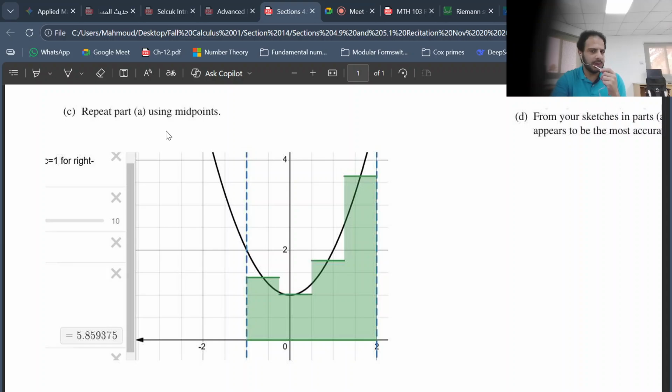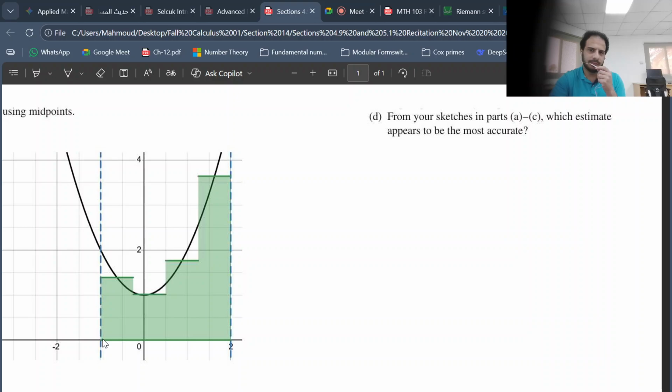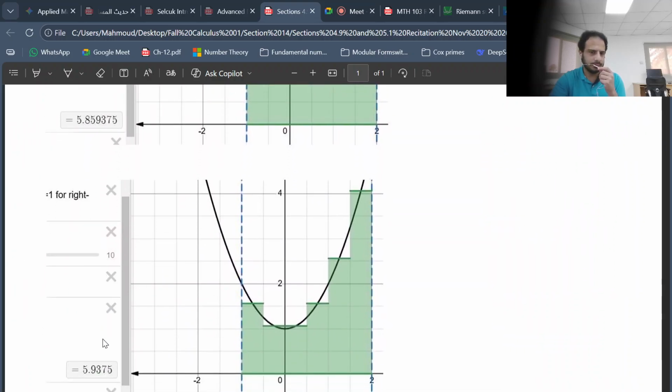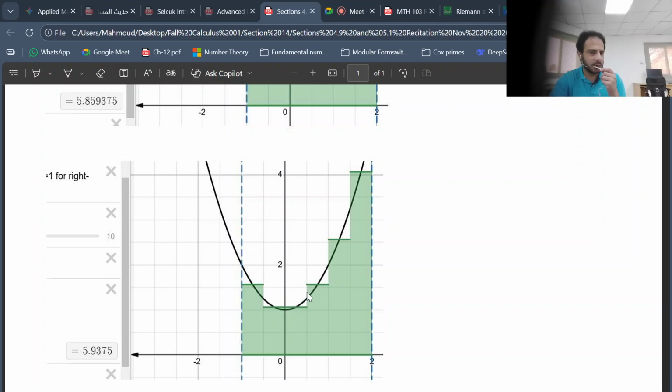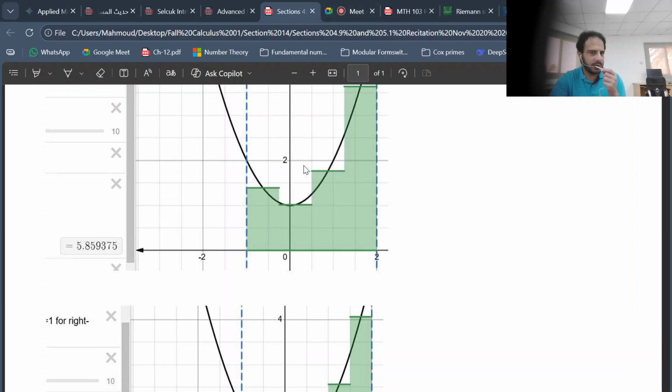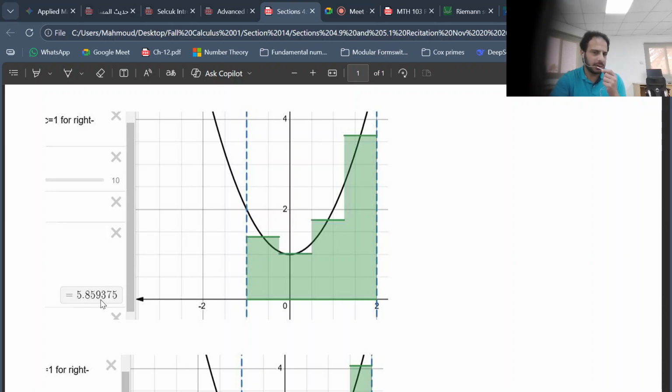If you do midpoints, see here, this is 6 rectangles. No, it's 4, sorry, it's 4. So 4 rectangles midpoints, you get 5.85. The midpoint is very good, right? Because the exact result is 6. So if you use 6 rectangles for right endpoints, you get 5.9. But with just 4 rectangles, using midpoint, you get 5.85. So midpoint is very good, right?